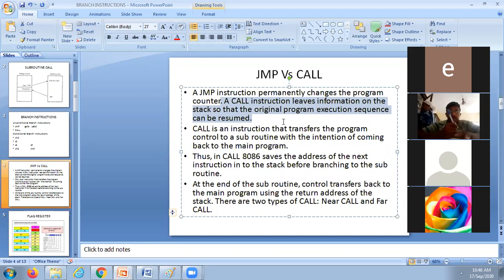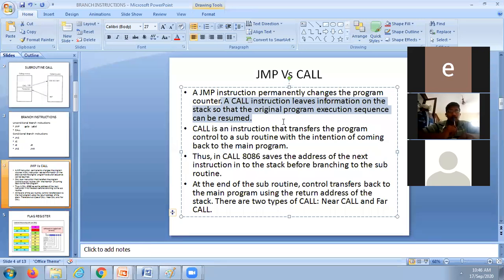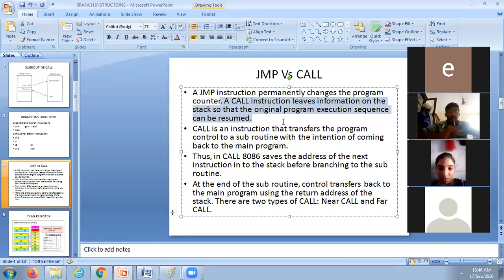What type of information is it storing on the stack? A call instruction leaves information on the stack, so what information does it leave? Flag.